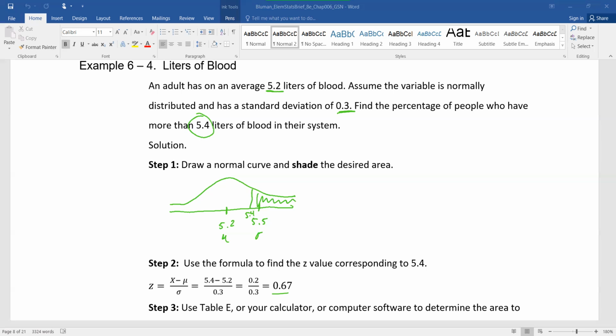So we found a z-score of 0.67, which again just means how many standard deviations from the mean you are. So using our chart, we need to go to 0.67. What's the area? 0.7486. And because I'm looking to the right of this value, what am I going to do with this area? I'm going to subtract it from 1. And what do I get?